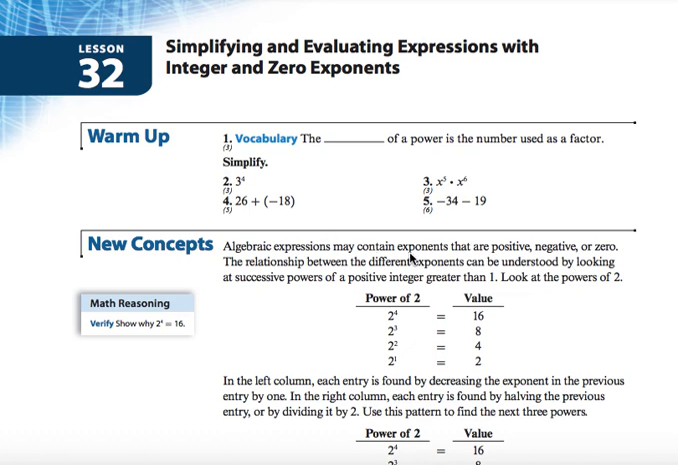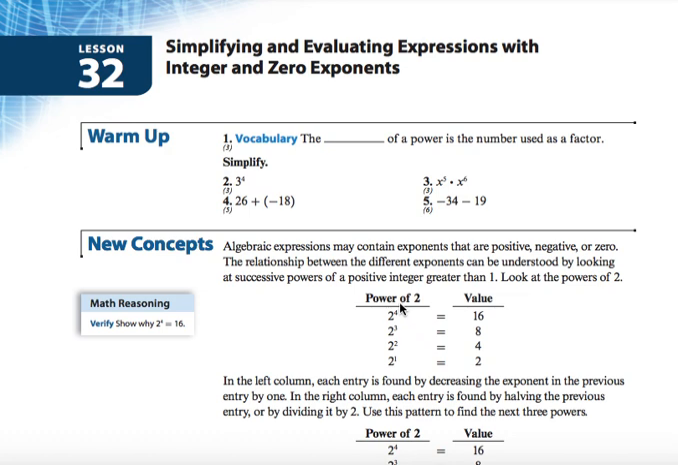Algebraic expressions may contain exponents that are positive, negative, or zero. The relationship between the different exponents can be understood by looking at the successive powers of positive integers greater than 1. Look at the powers of 2. For example, 2 to the fourth power is 16. 2 to the third power, which is 2 times 2 times 2, is 8. 2 to the second power is 4. And 2 to the first power is 2.